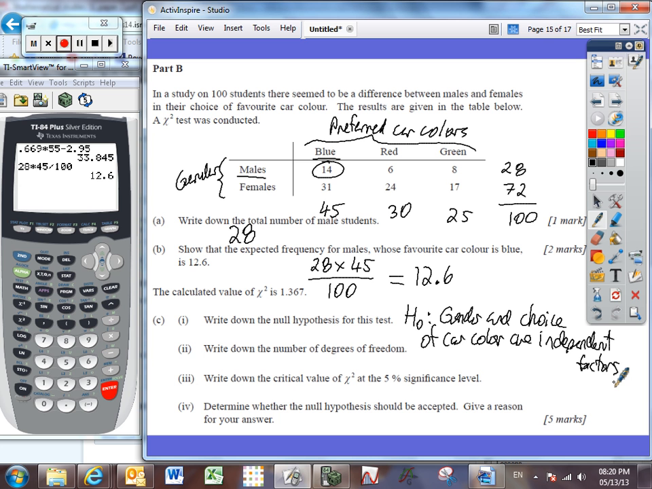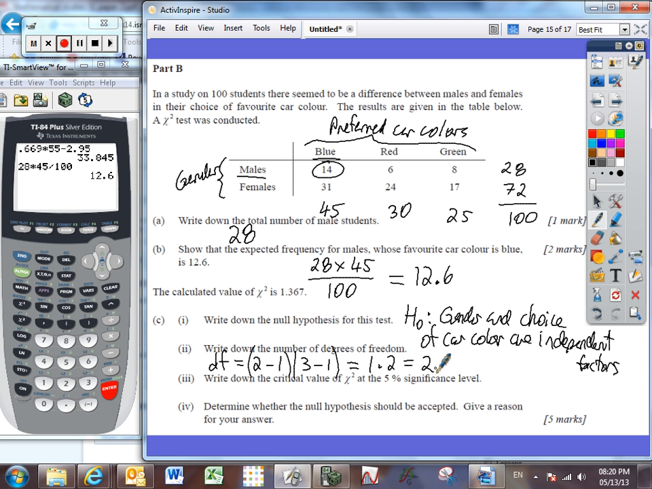Right, write down the number of degrees of freedom. So, we know that the degrees of freedom is found by taking the number of rows and then subtracting 1, and then the number of columns and then subtracting 1, and we multiply these two amounts together. That gives me 1 times 2, and the degrees of freedom is 2.